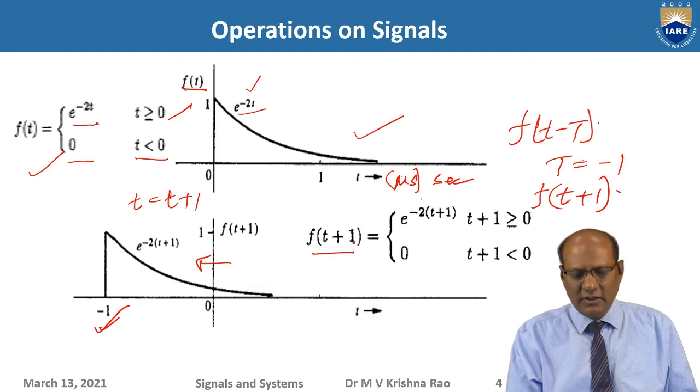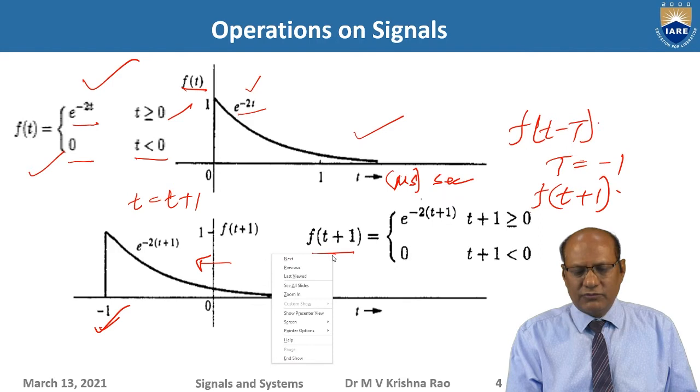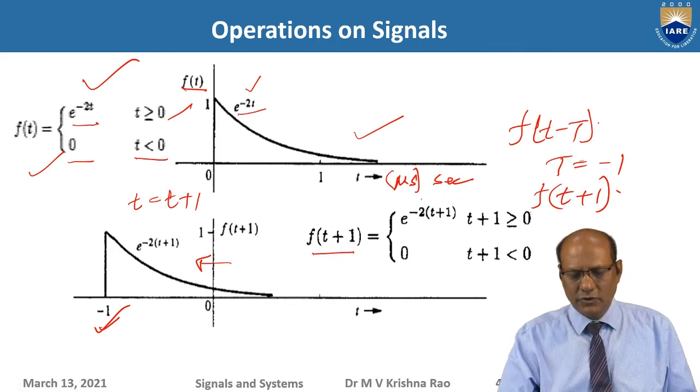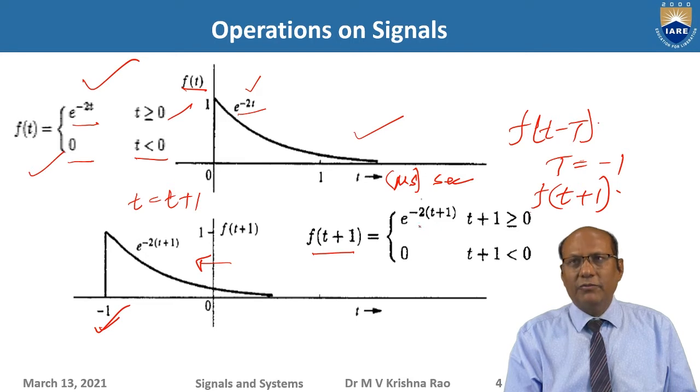How do you get this? Take the original signal here, substitute t plus 1 in place of t. Wherever t is there, substitute t plus 1. So here e to the power of minus 2 into t plus 1, as it is. Substitute t plus 1 in place of t. Now what happens?